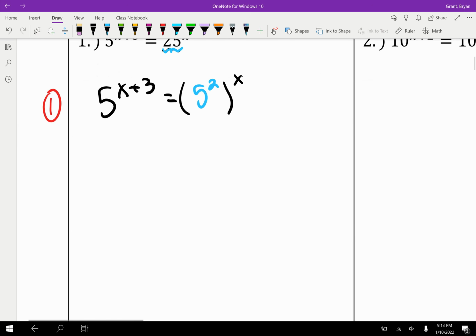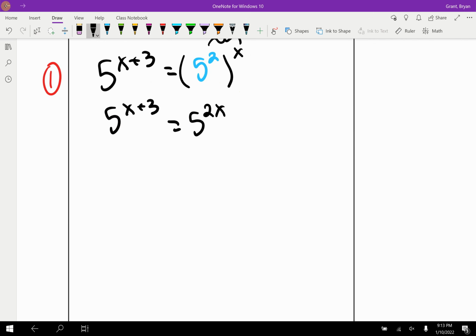Now, continuing step 1, I am going to simplify each side so I can get rid of those parentheses. To do that, we remember we have an exponent on the inside of parentheses and an exponent on the outside of parentheses. We need to multiply those together. So this becomes 5 to the 2x. Once we have a single base on each side and a single exponent on each side, we move to step 2.